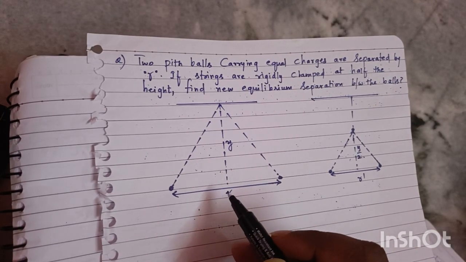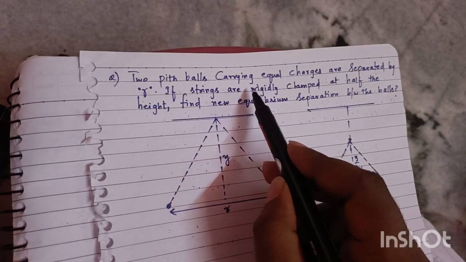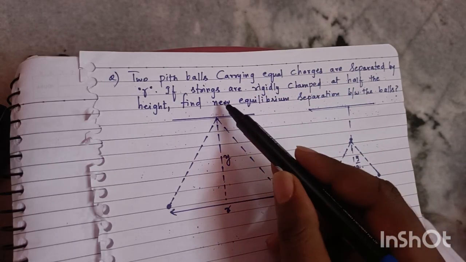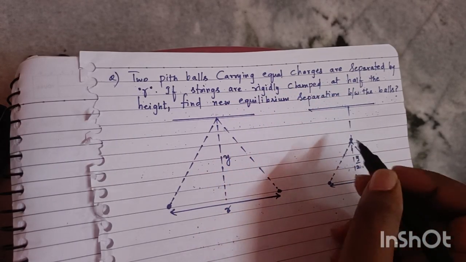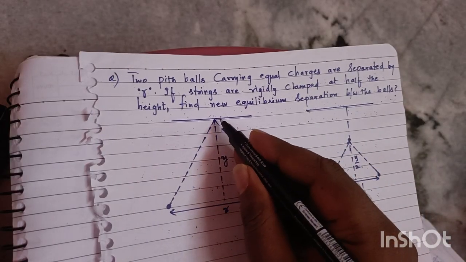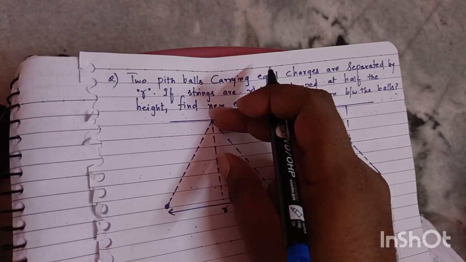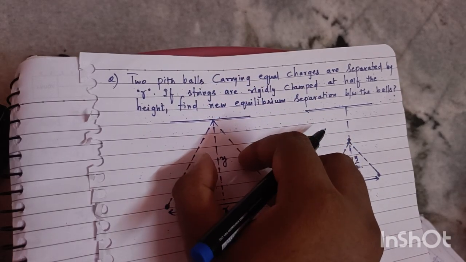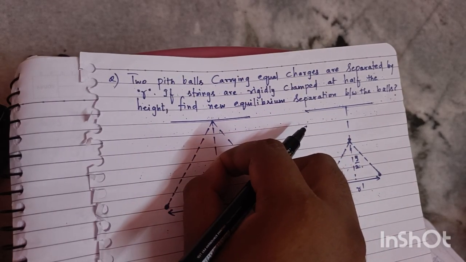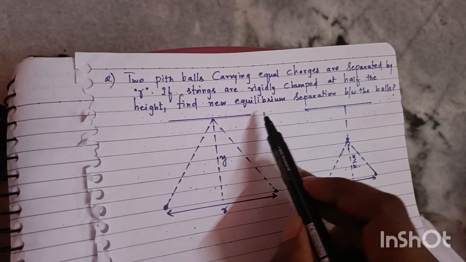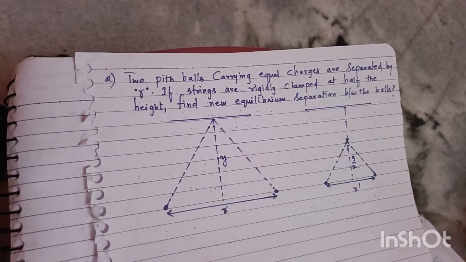This type of arrangement. So what they've given is two pith balls carrying equal charges are separated by r. If the strings are rigidly clamped at half of the height, right? So initially they've given this total height as y. So at half of it, y by 2, they clamped this whole thing like this, right? So this whole thing came like this. Now find the equilibrium separation between the balls.